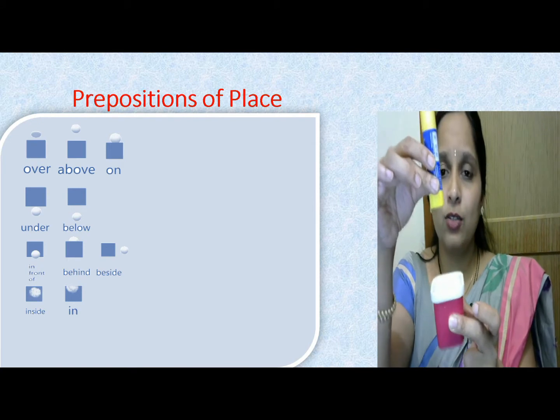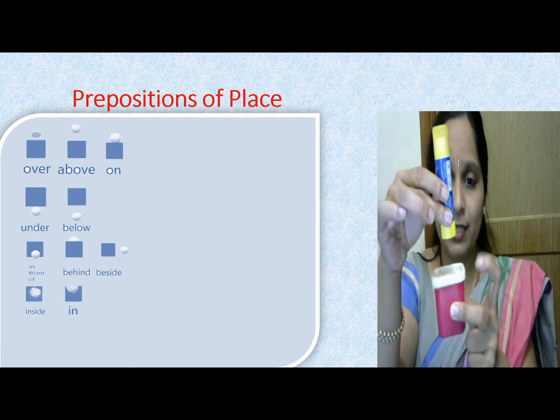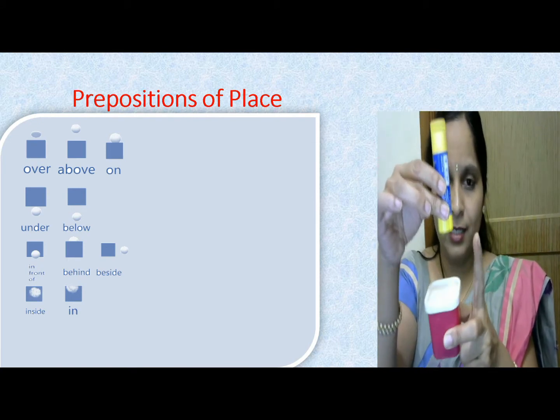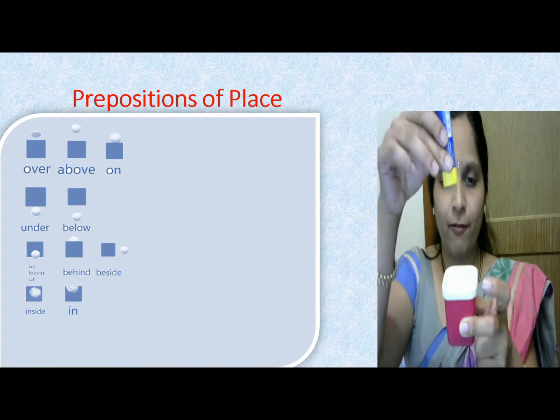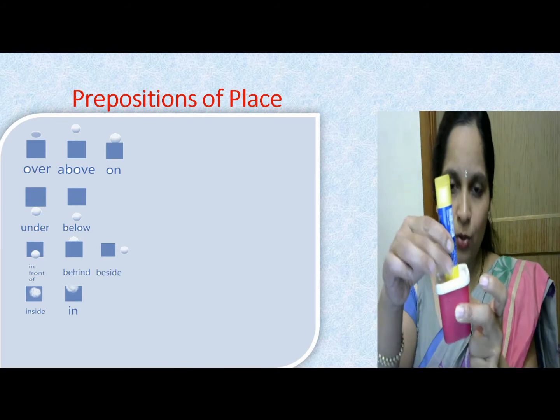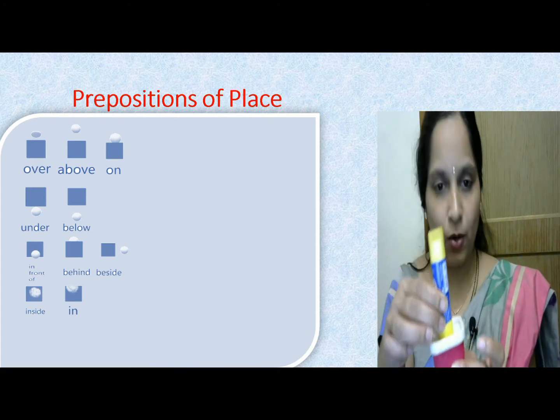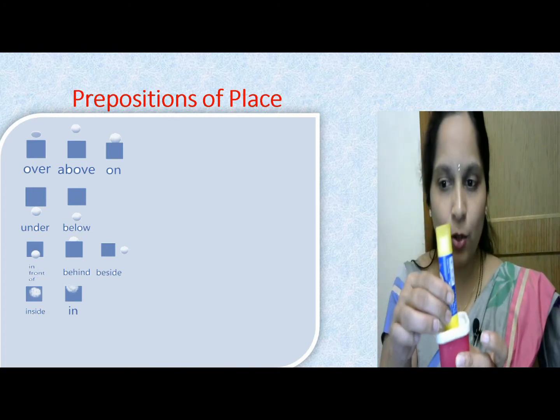Where is the glue stick now? It is above. At least there's a big difference. There is a big gap between these two objects. So, above. Where is the glue stick now? It is on the box. Got it? Hope I'm clear.